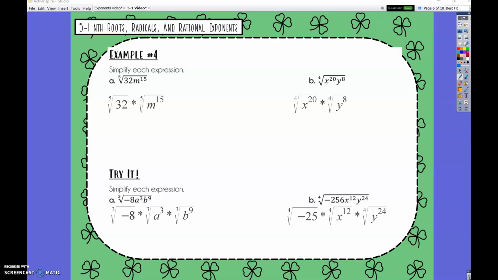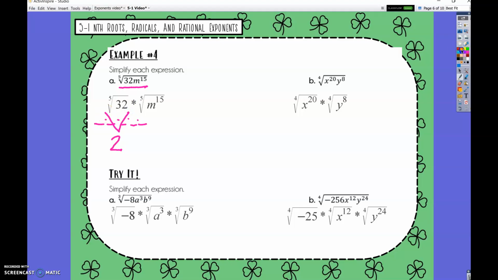Example 4 goes back to using that radical expression, or the radical. So you're going to have not so many fractional exponents, although you could rewrite them like that if you wanted to. One thing we're going to note is that you can break things up. This is a lot going on here. You can actually split up each piece. Notice how I've written the 5th root of 32 times the 5th root of m to the 15th. Well, we want something times itself 5 times that makes 32. That would be 2. So that's just this part.